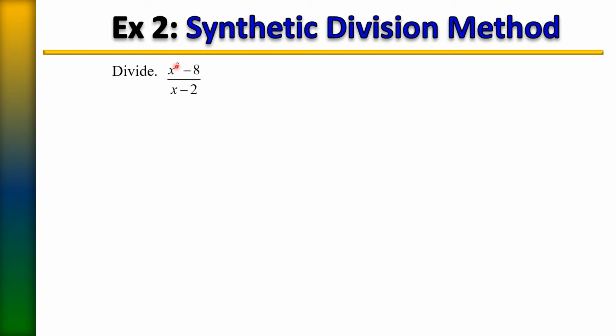It should be degree 3, degree 2, degree 1, and then your number, negative 8, at the end. So we need to fill in those missing terms. Otherwise, we cannot use the synthetic division method. So what you're going to do is use a 0 as a placeholder to fill in those missing values.